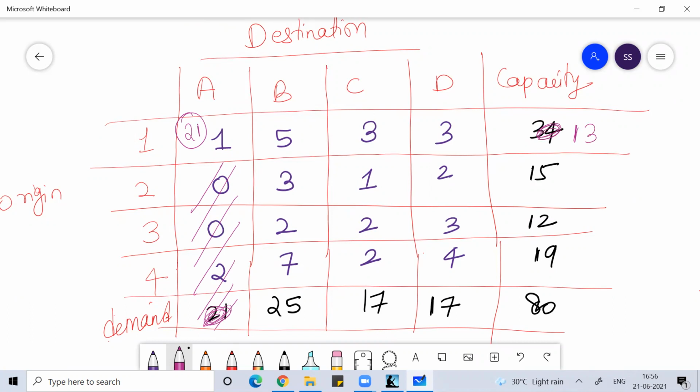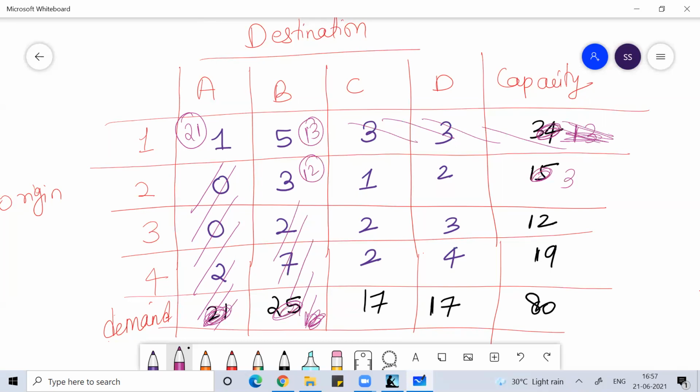Now for the second row, the capacity is 13 and the demand is 25. So you can write 13 here. This will be done, and the remaining demand will be 12. Then you can put 12 here, and here left only 3. The advantage we get by using the northwest corner method is that you can determine the initial basic feasible solution fast, although then optimality would be a big headache.